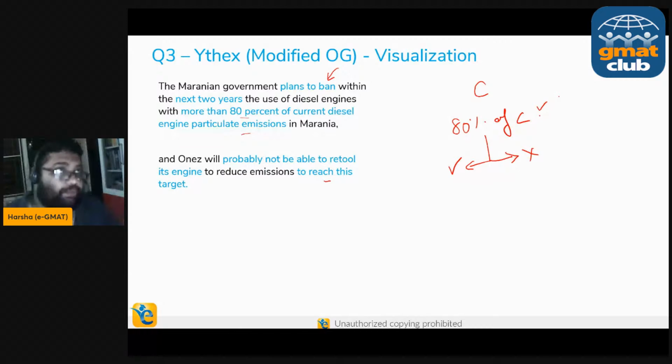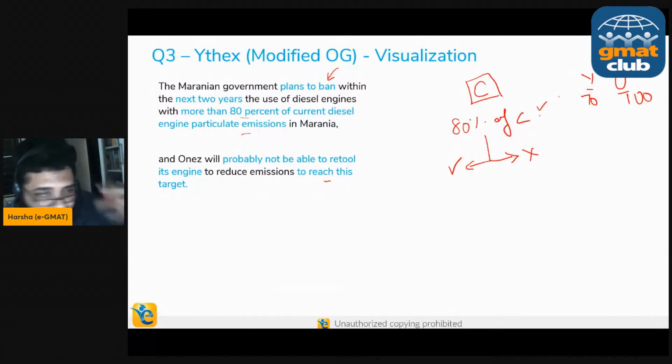So again, you could understand this with numbers. So let's say, for example, continuing with our example, one's engine was at 100, Vitex engine was at 70 in terms of units of pollution. Now, given that one's is currently widely used in Marania, you would expect it to meet the current criteria. So if the C, it is going to be either 100 or greater than 100, because it has to be at least 100. If the current diesel engine particulate emission limit is 80, then one's being widely used at 100 does not make much sense. So it should typically be something 100 or above. I took a simple example to understand this.